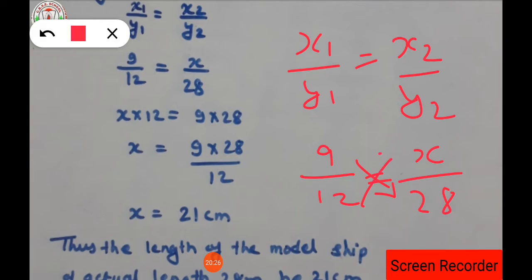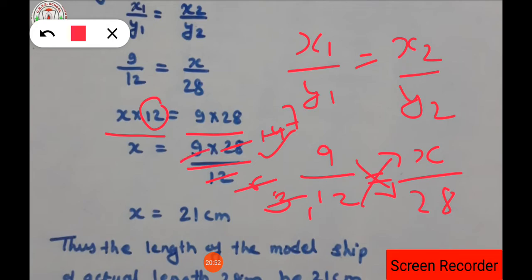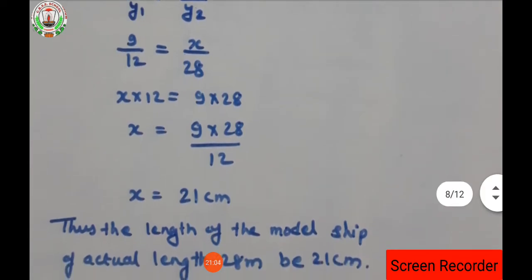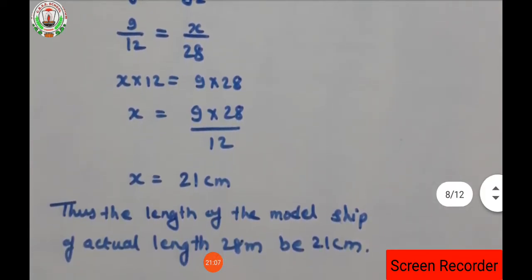Here it will get cross multiplied. So what will we get? 12x is equal to 9 into 28. Now this 12 becomes the denominator of 9 into 28, so we have 9 into 28 upon 12. Now we can cancel it by the table of 2, isn't it? It will get cancelled. Applying the table of 2 again, it will get cancelled. Now applying the table of 3, it will be 3 into 7, which is 21. So what is the answer? x is equal to 21 centimeter, the length of the model ship when the actual length of the ship is 28 meter.